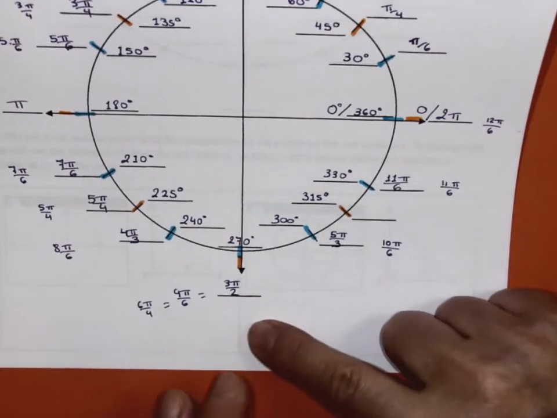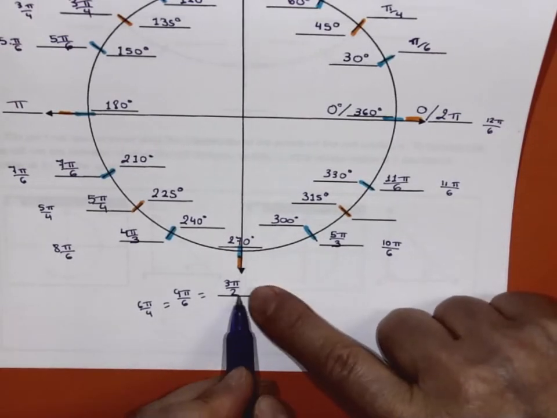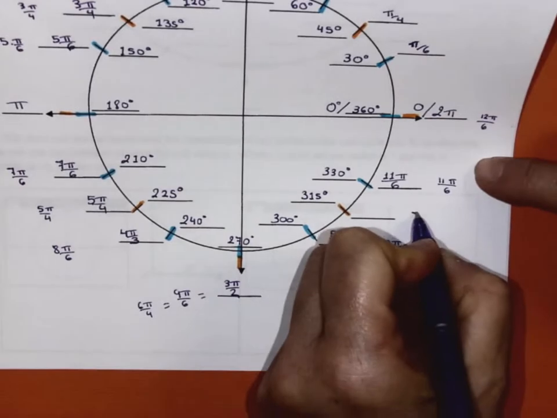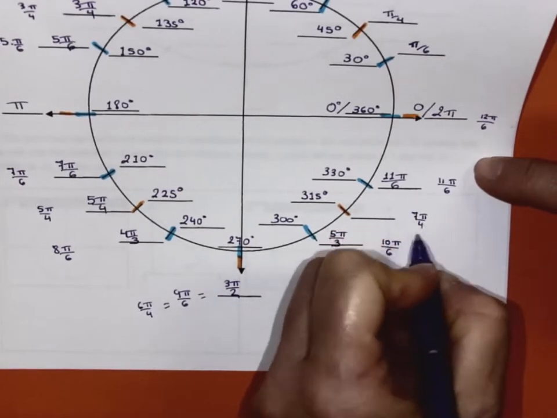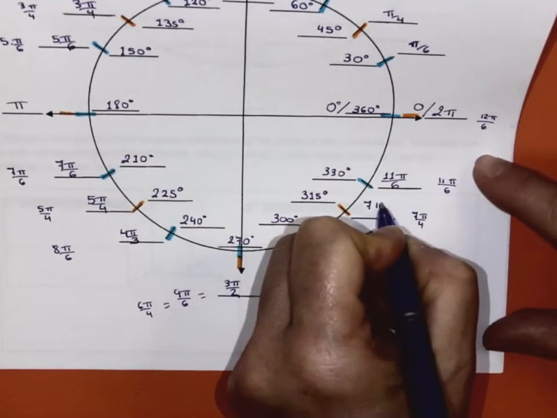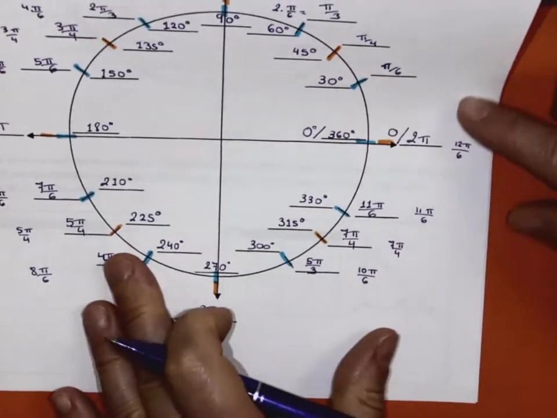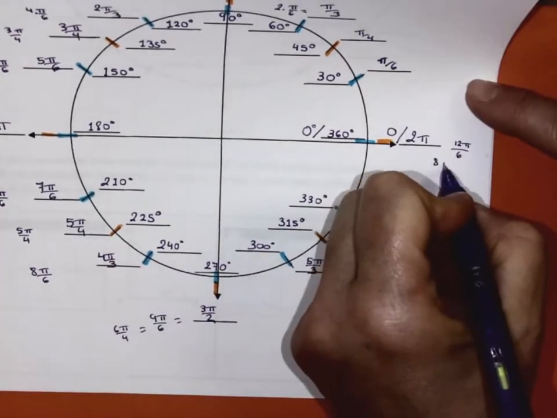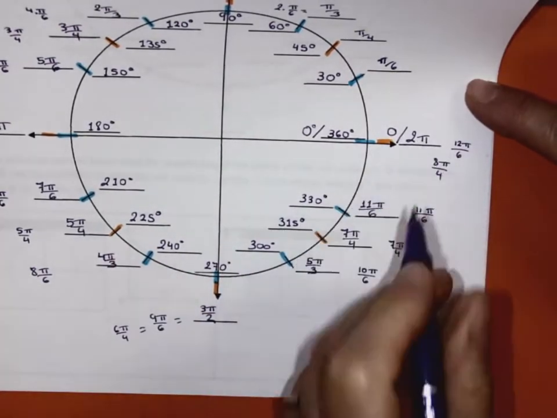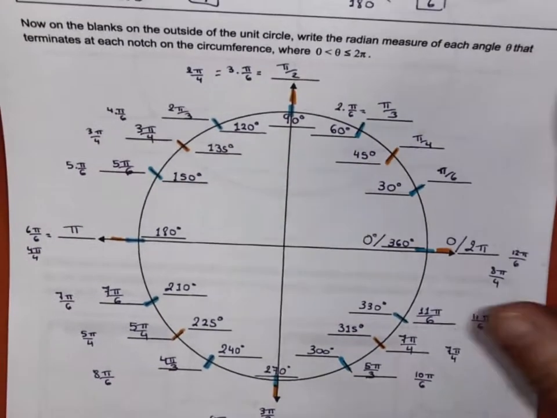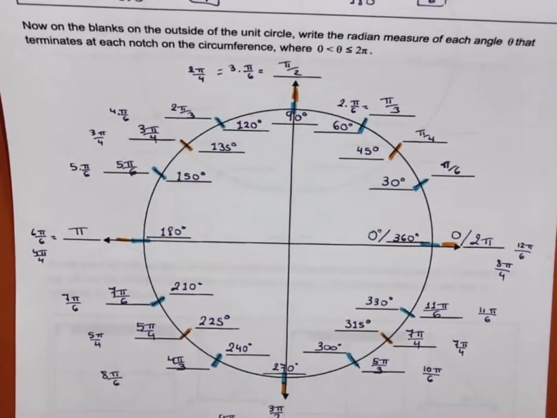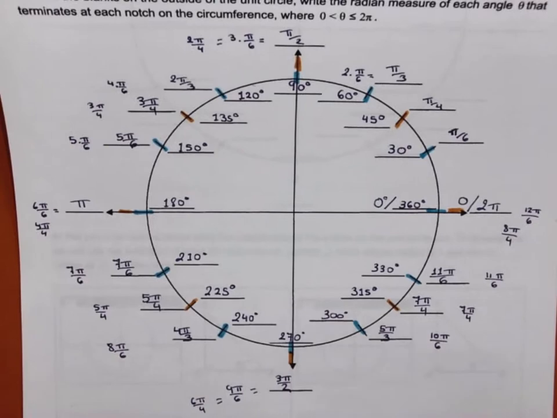And then if this is 6 pi over 4, this one will be 7 pi over 4. And you can see that that doesn't simplify, so that's your theta there. And then this one would also be 8 pi over 4, which simplifies to your 2 pi. And so now we have the full circle filled in with all our radian degrees, right? So that's what we wanted to do here.